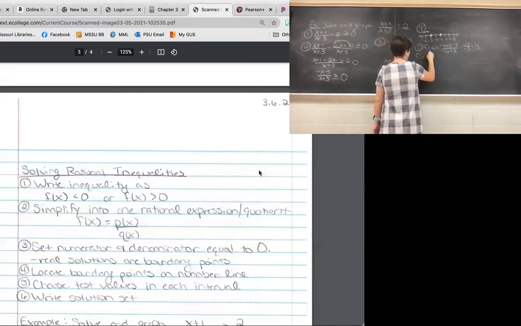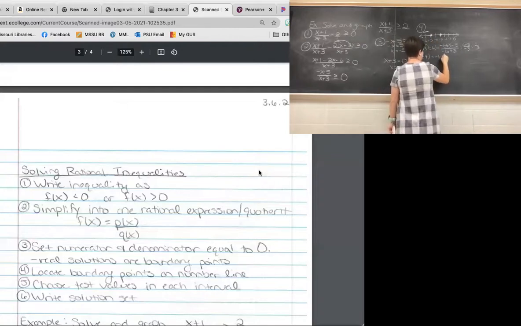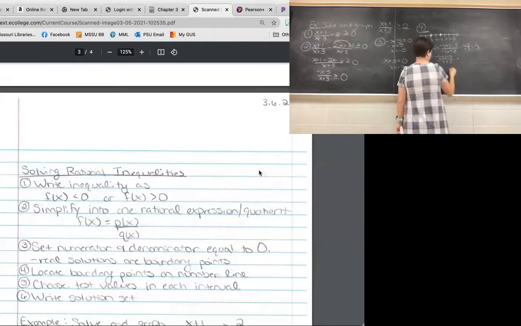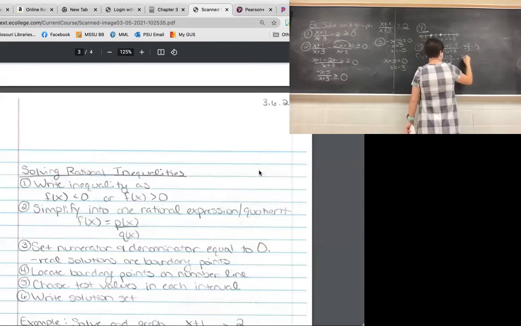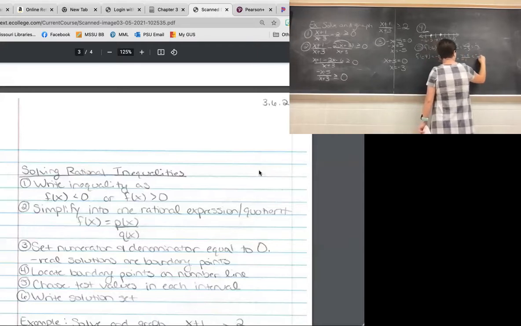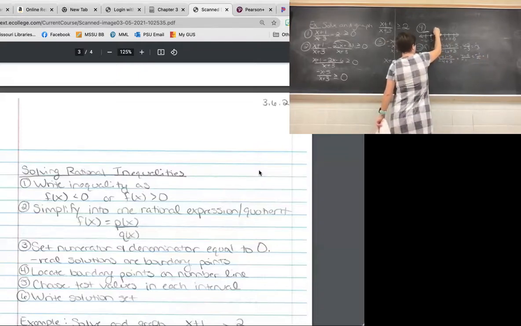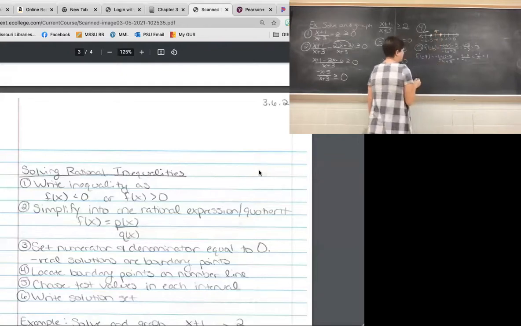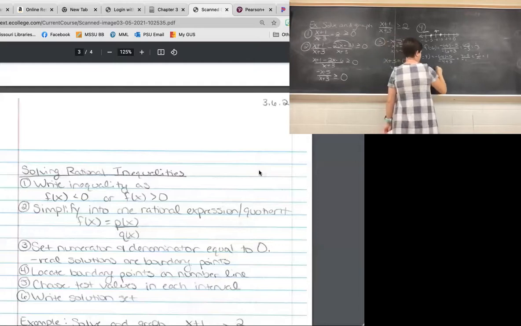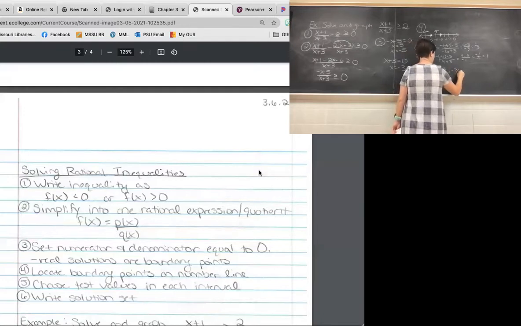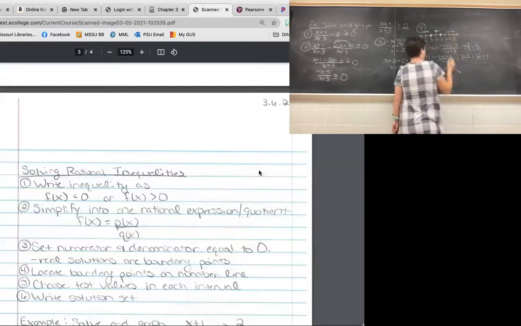F of negative 4, because I'm between negative 5 and negative 3. So a minus a negative 4 minus 5 all over negative 4 plus 3. That's 4 minus 5 all over negative 1. Negative 1 over negative 1 equals a positive 1. So I get a positive here. In the last section, I'm going to use 0. 0 minus 5 over 0 plus 3 equals negative 5 over 3, which is a negative.